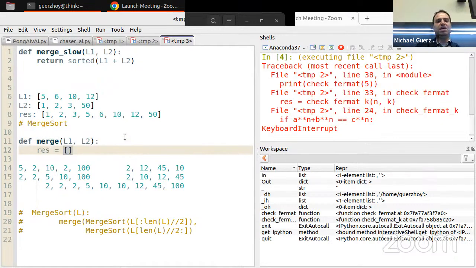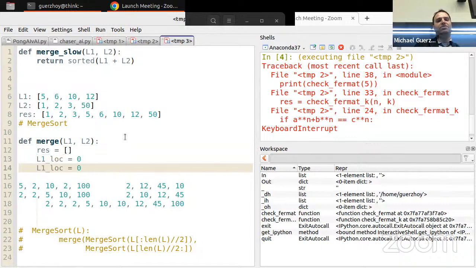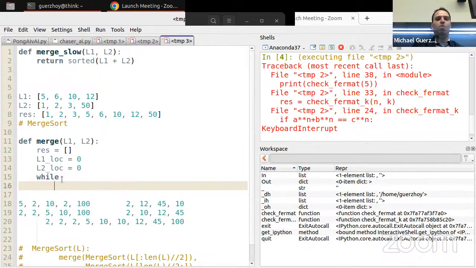So res initially is empty. And then I'll have the location in L1, and initially it's going to be 0. And I'll have the location in L2, which initially is also going to be 0. And now I'll just keep getting stuff from L1 and L2 while keeping track of where I am in L1 and where I am in L2, and I'll decide from which to take based on which incoming element is smaller. Right, so we'll fill in the while condition a little bit later.